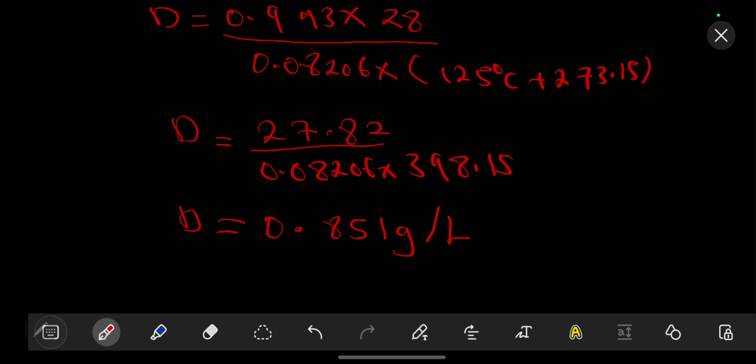So take note of the units. We have the grams over the liter. So these are the units that we are going to be using for our density.